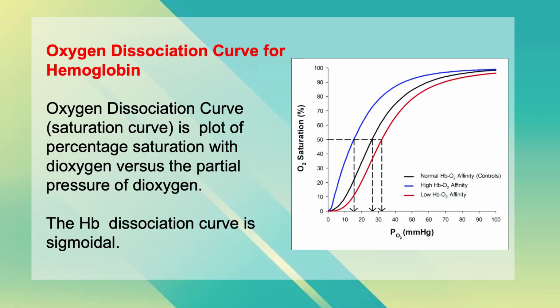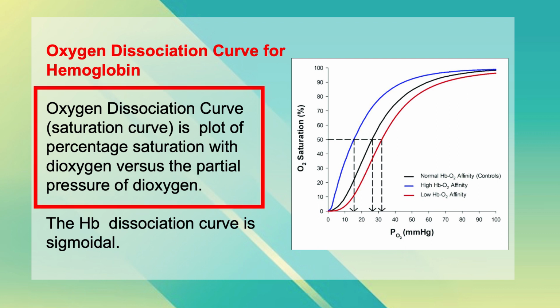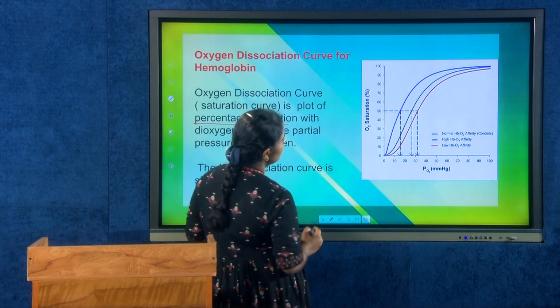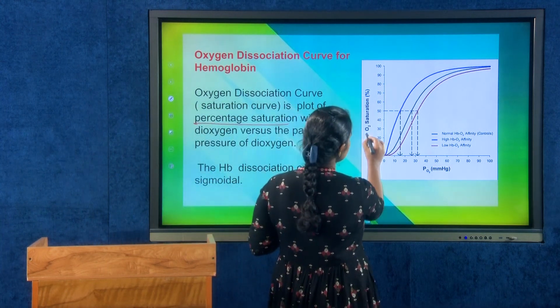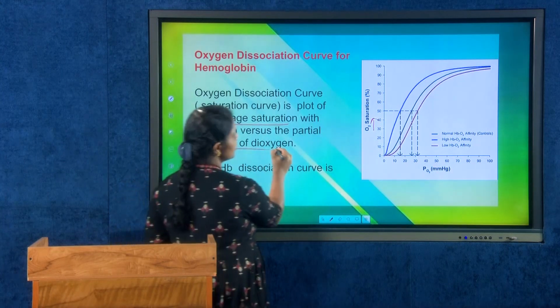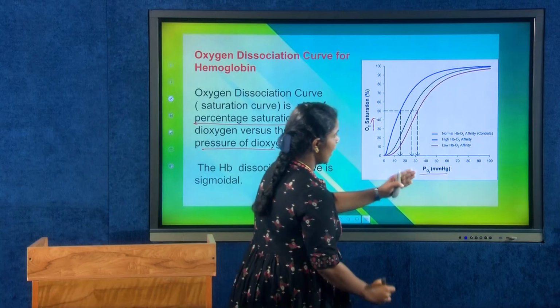Now, let us see the oxygen dissociation curve for hemoglobin. So, what is the oxygen dissociation curve? It is also known as the saturation curve. It is the plot of percentage saturation with dioxygen versus the partial pressure of oxygen. The percentage saturation of oxygen is plotted on the y-axis versus the partial pressure of oxygen on the x-axis.